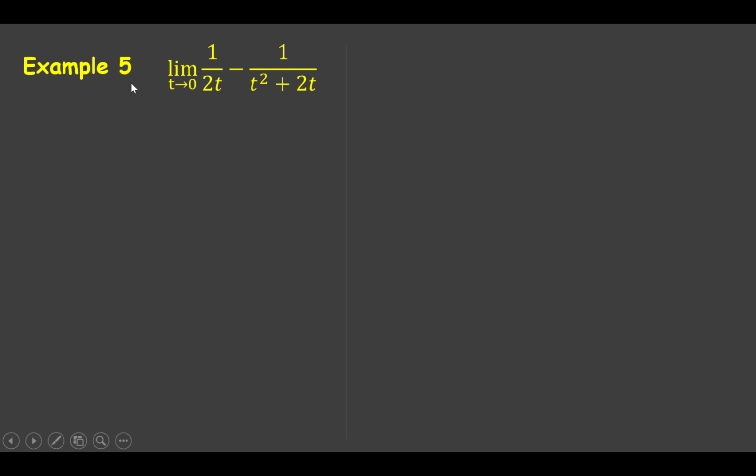Let's look at our next example. The limit of 1 over 2t minus 1 over t squared plus 2t as t approaches 0. If you try to substitute t equals 0, you're going to have 1 over 0 and then minus 1 over 0. 1 over 0 should be considered as infinity, when you think about this as a limit. So it's an infinity minus infinity type of limit, and we don't know what that is.